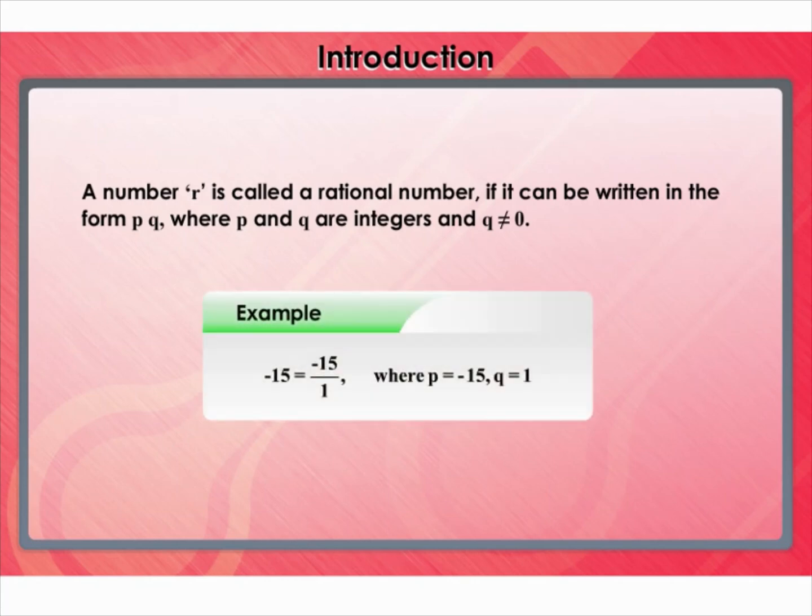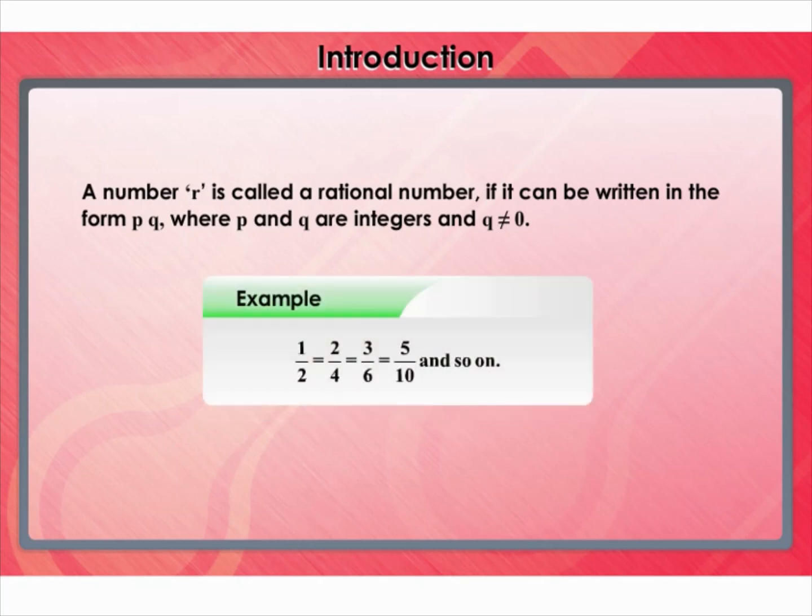For example, minus 15 can also be written as minus 15 by 1. Here P is equal to minus 15, Q is equal to 1. Therefore, the rational numbers also include natural numbers, whole numbers, and integers.